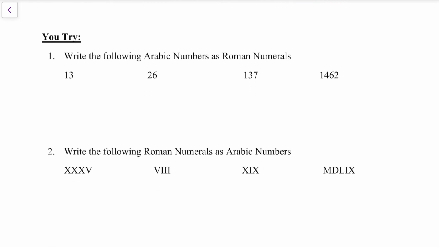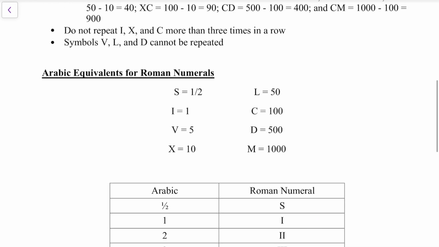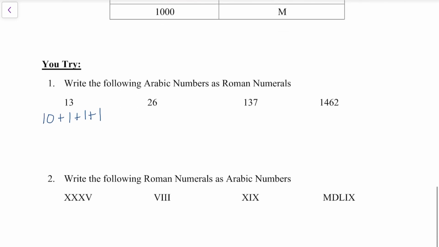Essentially, you want to break the number down into numbers you can add together. So what I mean by that is, for example, 13, I can do 10 plus 1 plus 1 plus 1. So I've broken it down into its sum using tens and ones, right? So I'm using these numbers, these here, to write an addition or subtraction statement. So to write that then as a Roman numeral, 10 is X and 1 is I. So I'm going to write X, I, I, I.